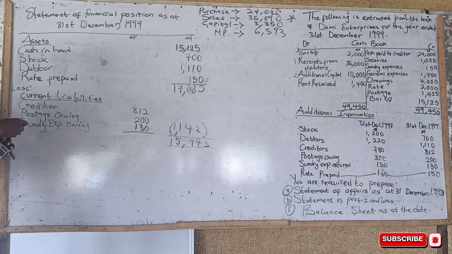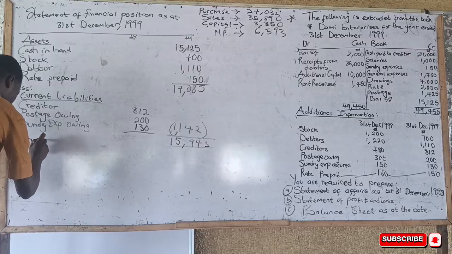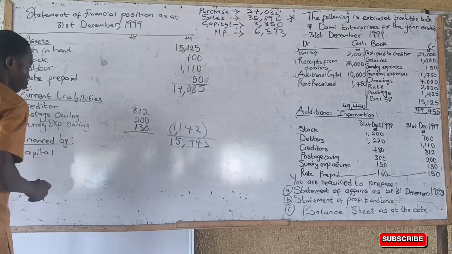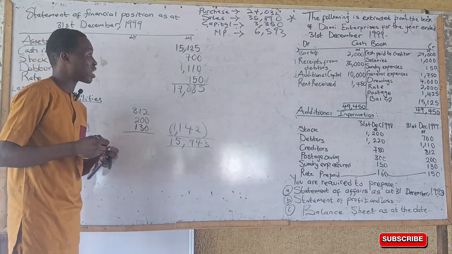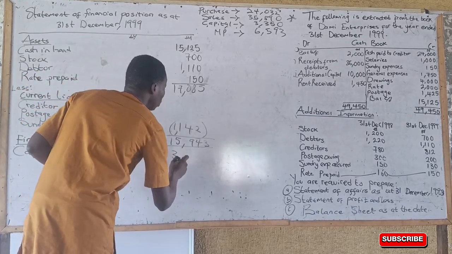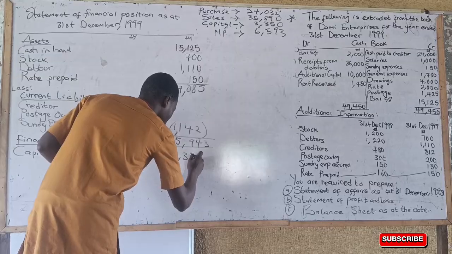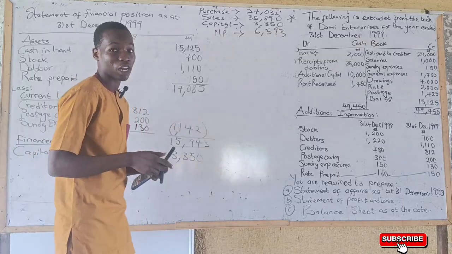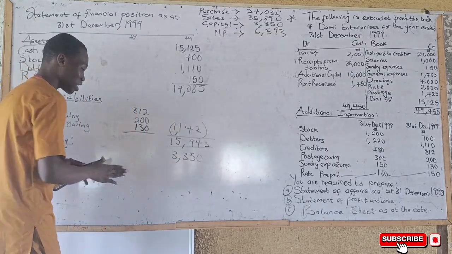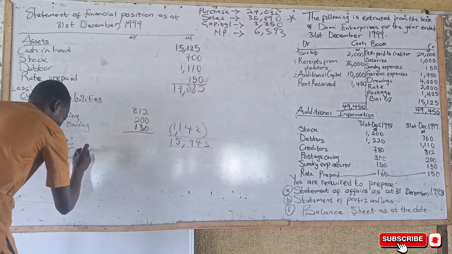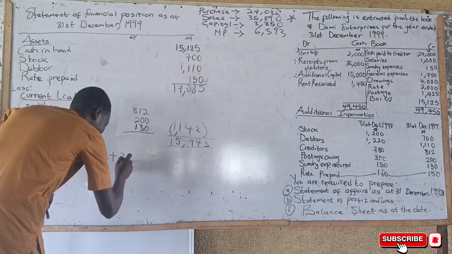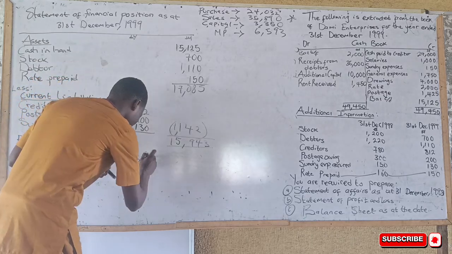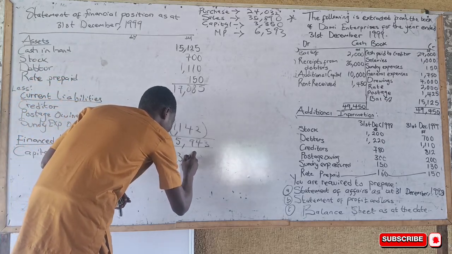Now let's look at the amount we used to finance this. Financed by, starting with the capital. The opening capital when we started this was 3,350 naira. But we have an additional capital of 10,000 naira from the given information. Let's merge them together: 10,000 naira additional capital plus 3,350, which is gotten from the opening statement of affairs. So this is 13,350.